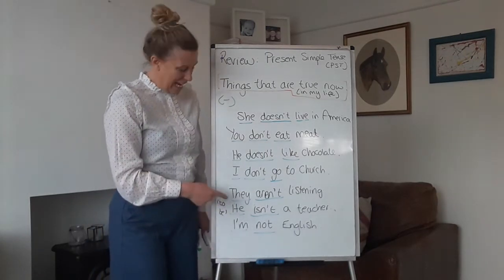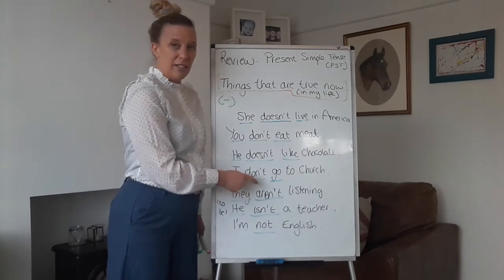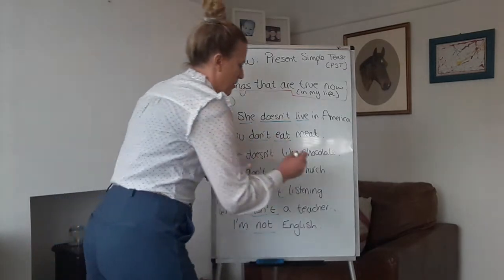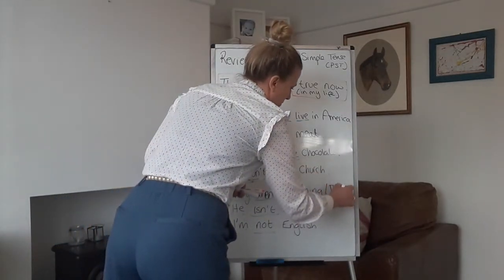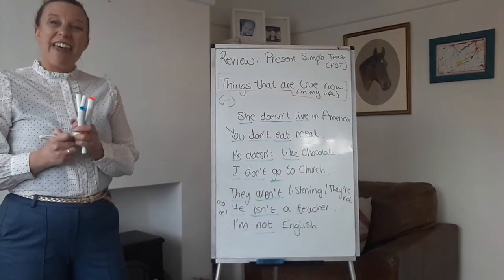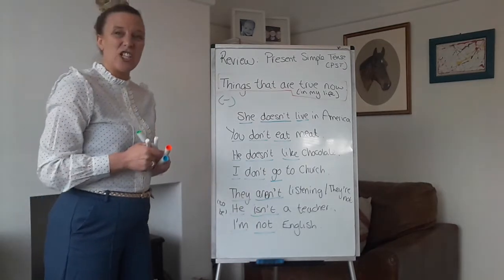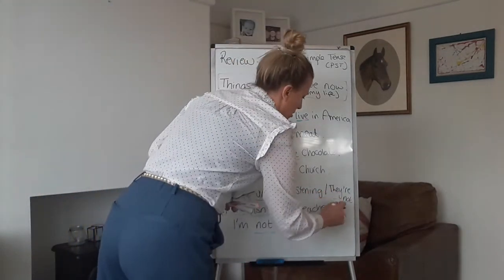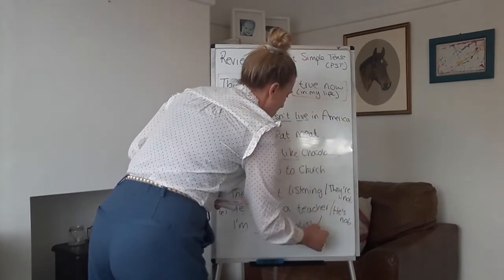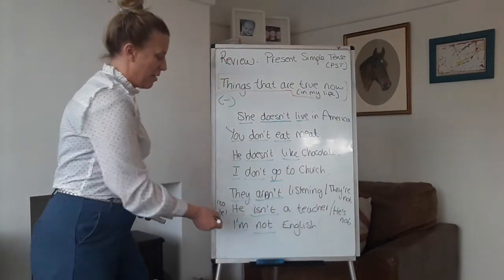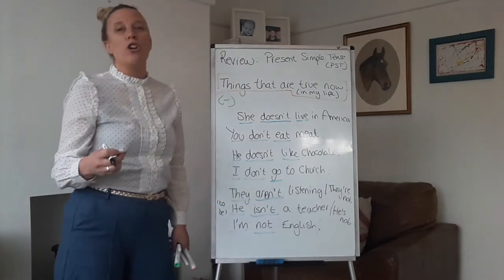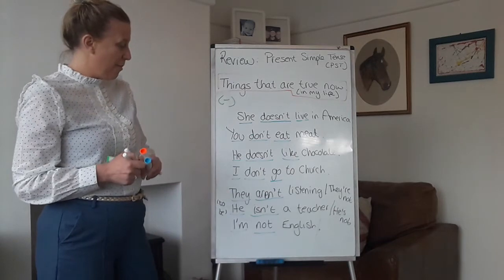And then with the verb to be, they aren't or they're not. They aren't listening. They're not listening. He isn't a teacher or he's not. I'm not English, and that is the only way we can say it with I'm. So I am not, he is not, they are not, you are not, she is not, etc.